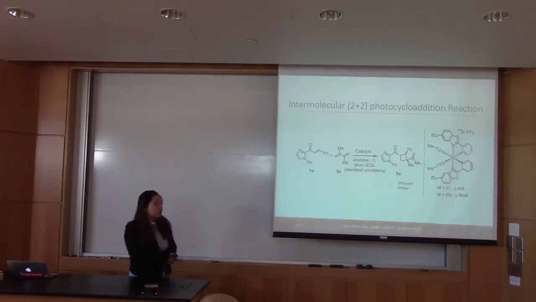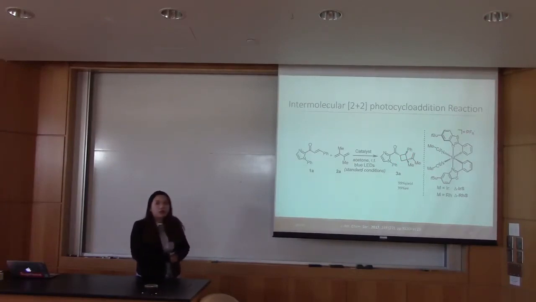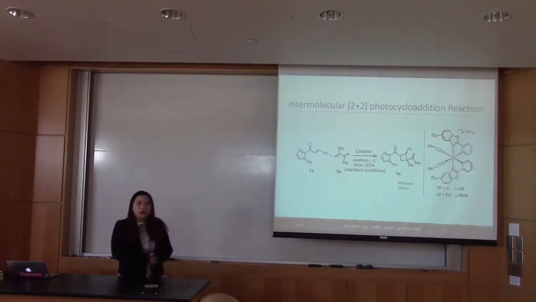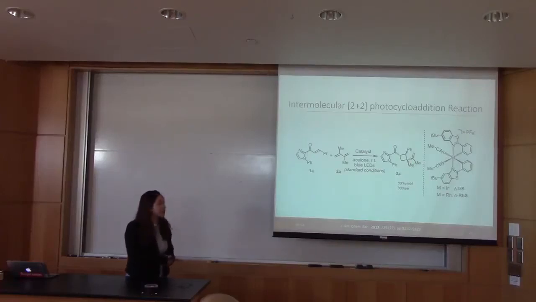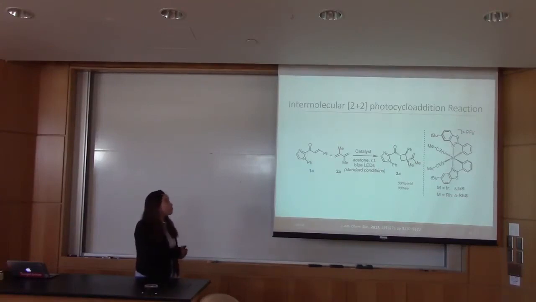With the help of the transition metal complex, this big structure is the photocatalyst. They use it in the reaction, and this reaction can run at room temperature under blue light. So this reaction is very easy to operate, and this reaction gives a 99% yield of the product and very high stereoselectivity. So this reaction has a very high efficiency.